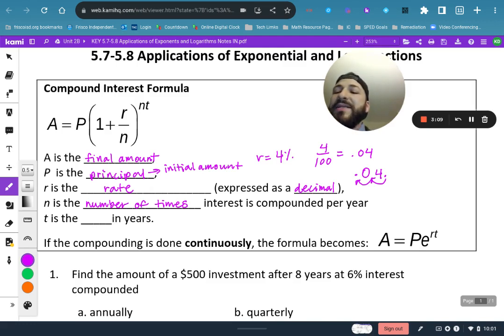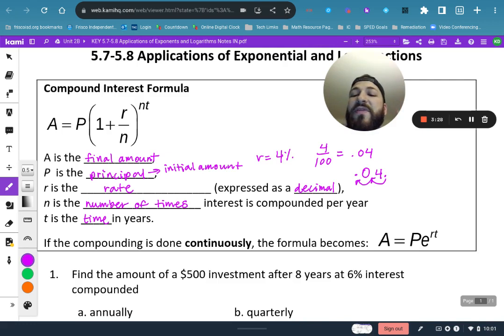And then, of course, last, t is the time. That's a pretty standard variable for all of us. It's typically going to be expressed in years, probably about 99% of the time. Every once in a while, you'll see time change to a different variable, but it will be expressed in the problem. And we'll try to make it pretty clear for you.